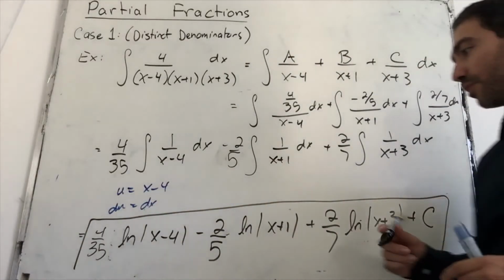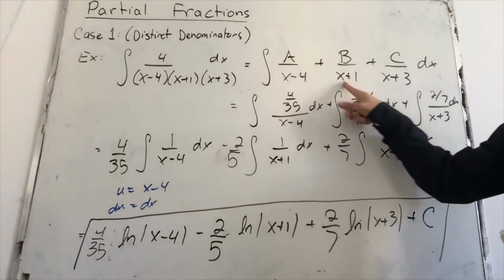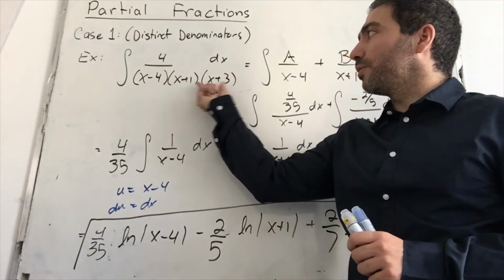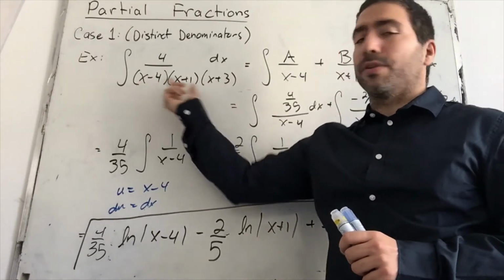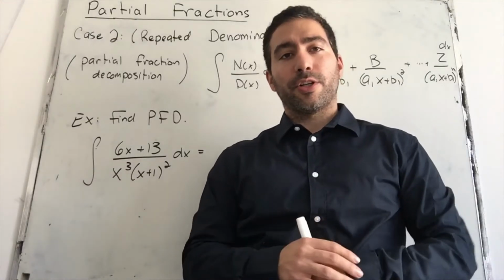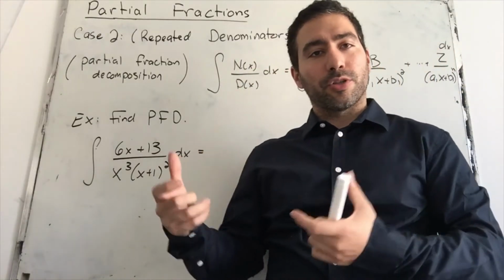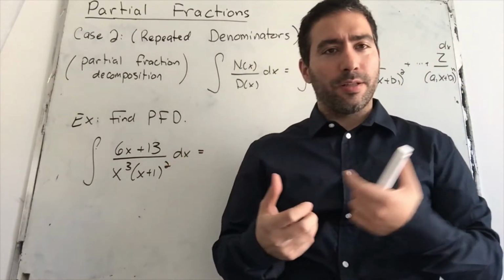Okay. So this was a case 1 partial fraction decomposition with distinct roots. All the denominators here were different. Okay. Let's go ahead and look at our case 2. So case 2 of our strategy is repeated denominators. How do we break up our partial fraction when we have repeated denominators?